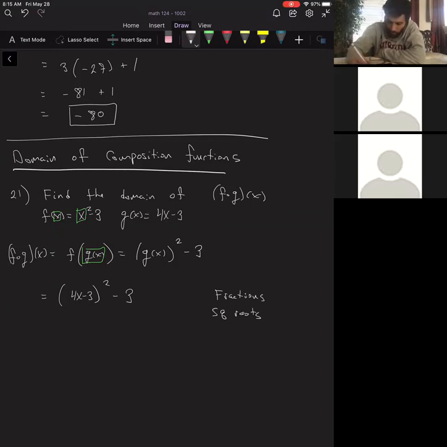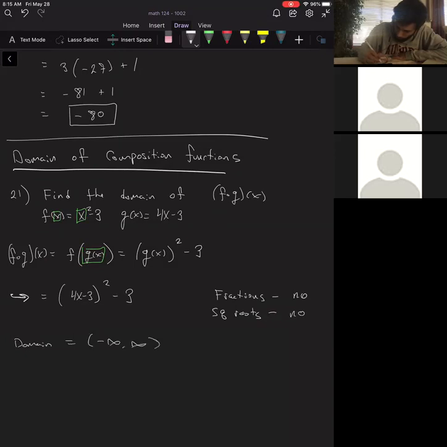So with fractions, the answer to this question, do we see any fractions? So we're looking right here. Do we see any fractions? The answer is no. And do we see any square roots? The answer is no. And like we said, maybe in one of the previous videos, whenever we have no fractions and no square roots, the domain is going to be all real numbers. So our domain here is going to be every number, so minus infinity all the way up to infinity.